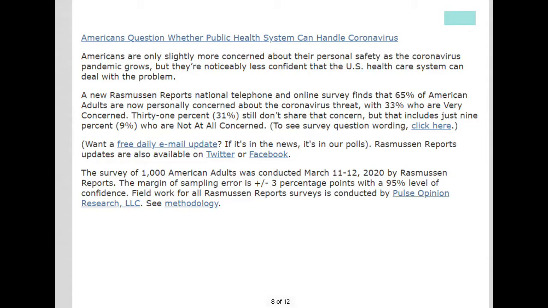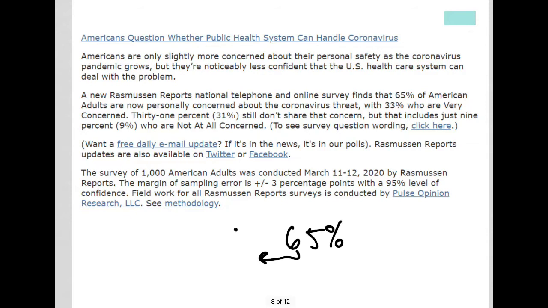So what they are telling us is that in their sample, they found that 65% of adults are personally concerned about the coronavirus threat, but it has a margin of error of plus or minus 3. So that's letting us know, although in their sample they found 65% to be concerned, that number could be off by plus or minus 3 percentage points. So what does that mean? That means the range of people in the entire population they're predicting is concerned about the coronavirus threat is plus or minus 3 percentage points from 65.